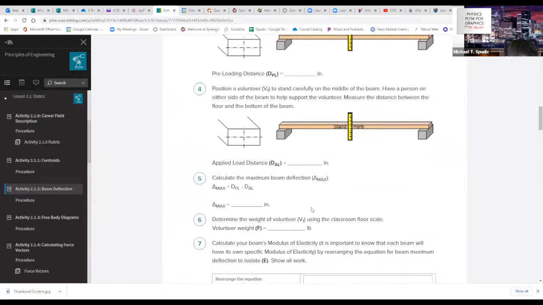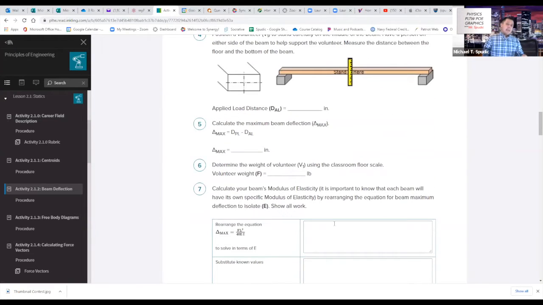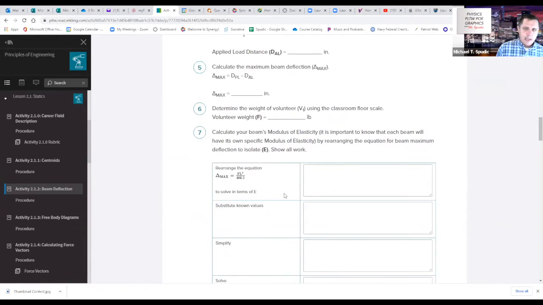Now, we're not doing this lab today. This lab is actually something we would do in class, and it's fun. You stand on a beam, you watch Mr. Sputnik stand on a beam, and you all hope that I fall off and hurt myself. But obviously, we can't do that today.